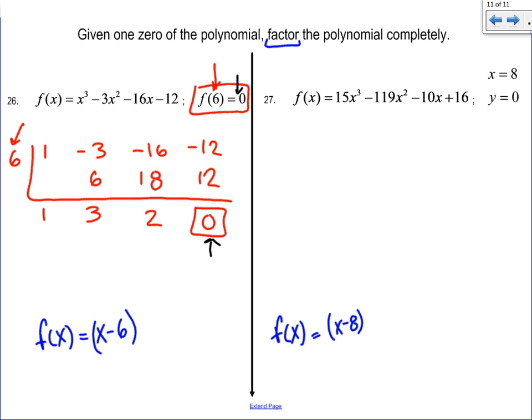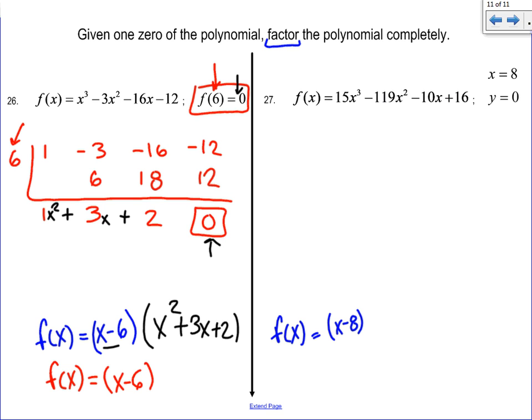So you remember from before that this means that we have 2, 3x, and 1x squared. Since I don't see any negatives there, they're all positive. Now, my final answer could be x squared plus 3x plus 2 times x minus 6, except x squared plus 3x plus 2 factors. So my final answer is really going to be completely factored: x minus 6 times x plus 2 times x plus 1. If you need a reminder on why that is, 1 and 2 add up to 3 and multiply to 2.